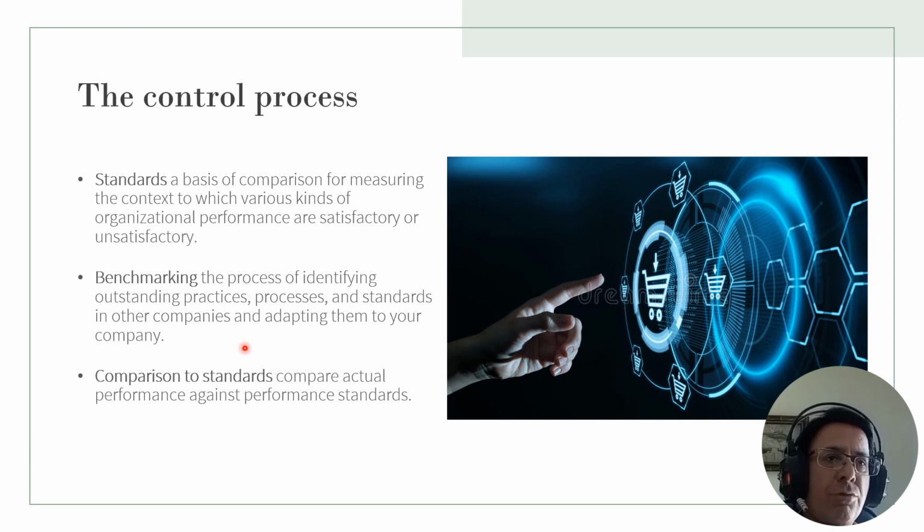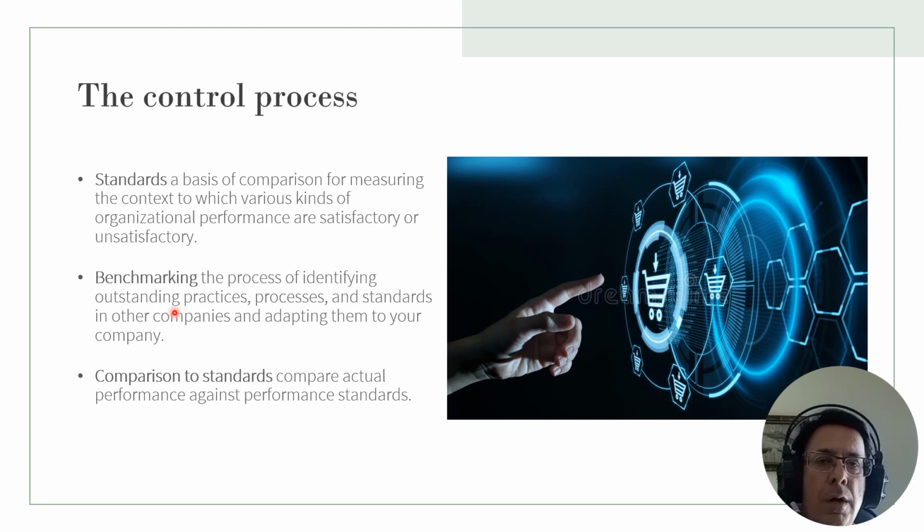Now, what is the control process? Standards. So what is the standard? It is a basis of comparison for measuring the extent to which various kinds of organizational performance are satisfactory or unsatisfactory. So we have different comparisons, where we try to identify whether we are giving satisfactory performances or unsatisfactory performances.